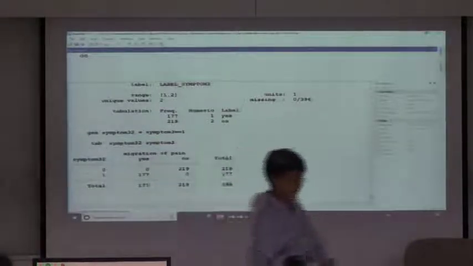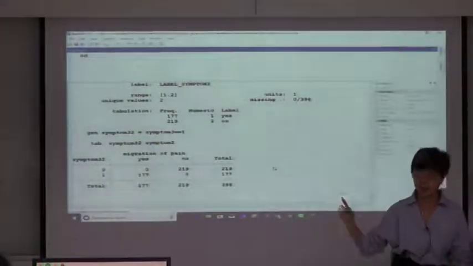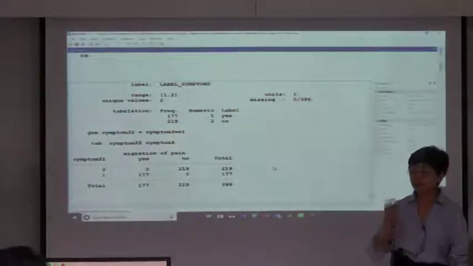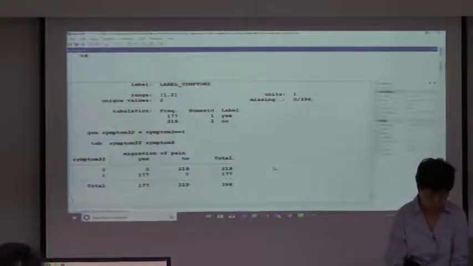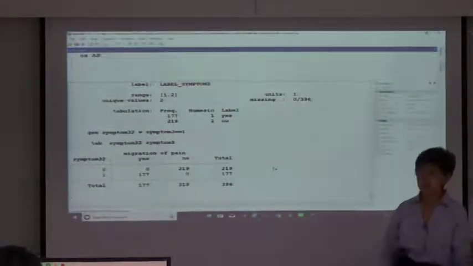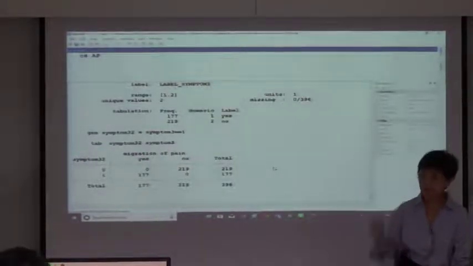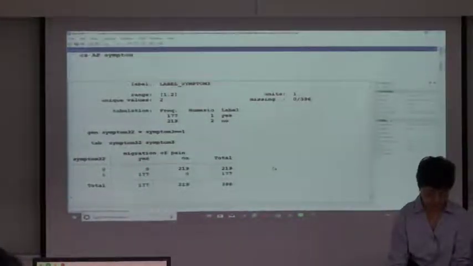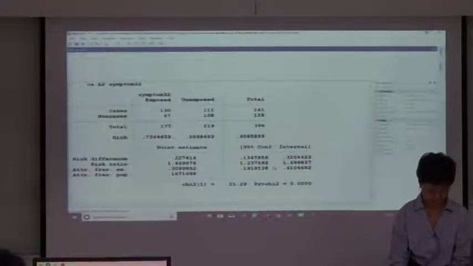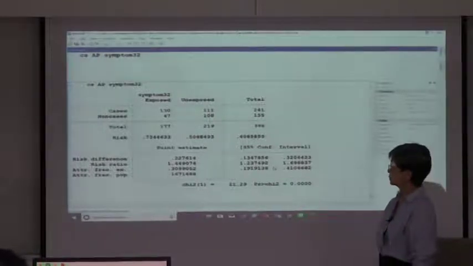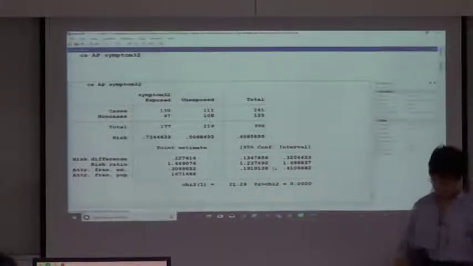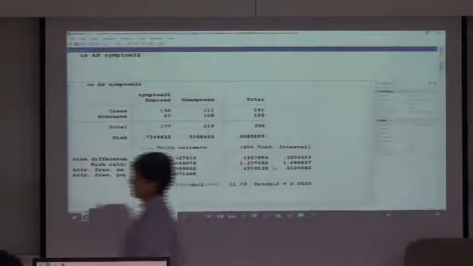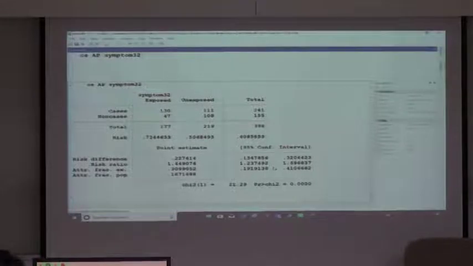Pretend like this is a cohort study. If this is a cohort study, so if I want to estimate the risk ratio, it is... follow with the outcome and follow with symptom. So if you swap the column and the row, the risk ratio is different, but the odds ratio is still the same.